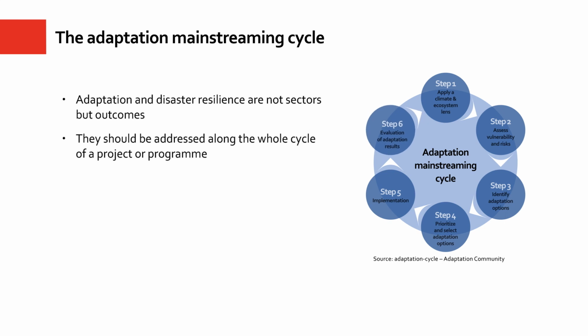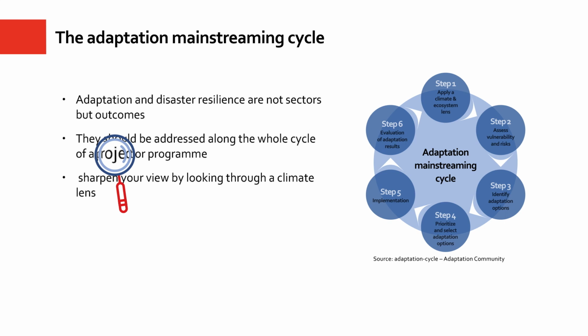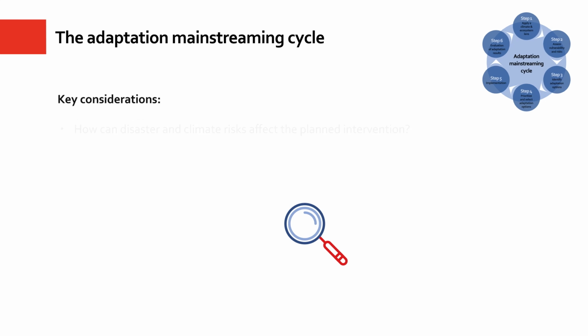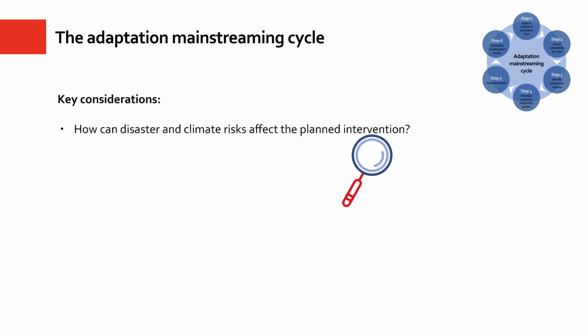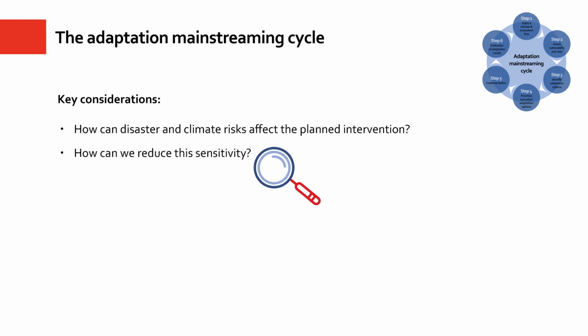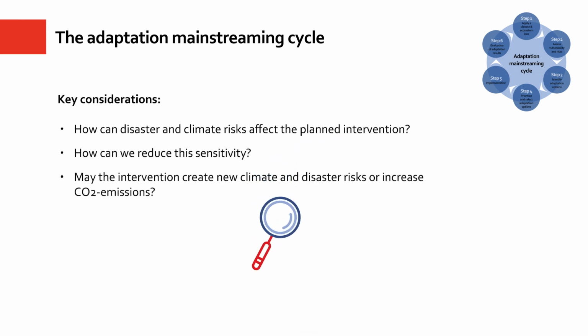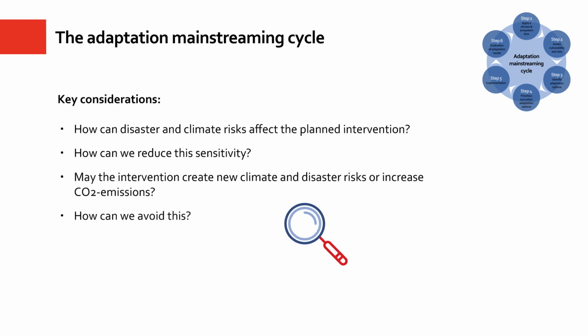In fact, it means to put on a climate and disaster risk lens and look at your planned strategy, program, and project with specific questions in mind. How can disaster and climate risks affect the success and sustainability of the planned interventions? And how do I reduce the sensitivity? Is the intervention maybe inadvertently creating risks or contributing to further emissions and risk creation?